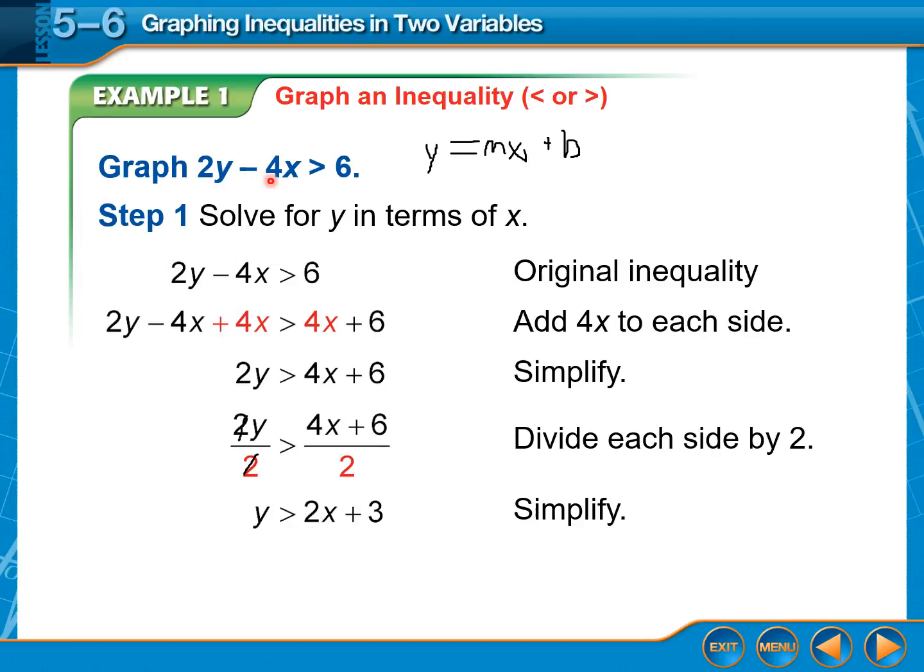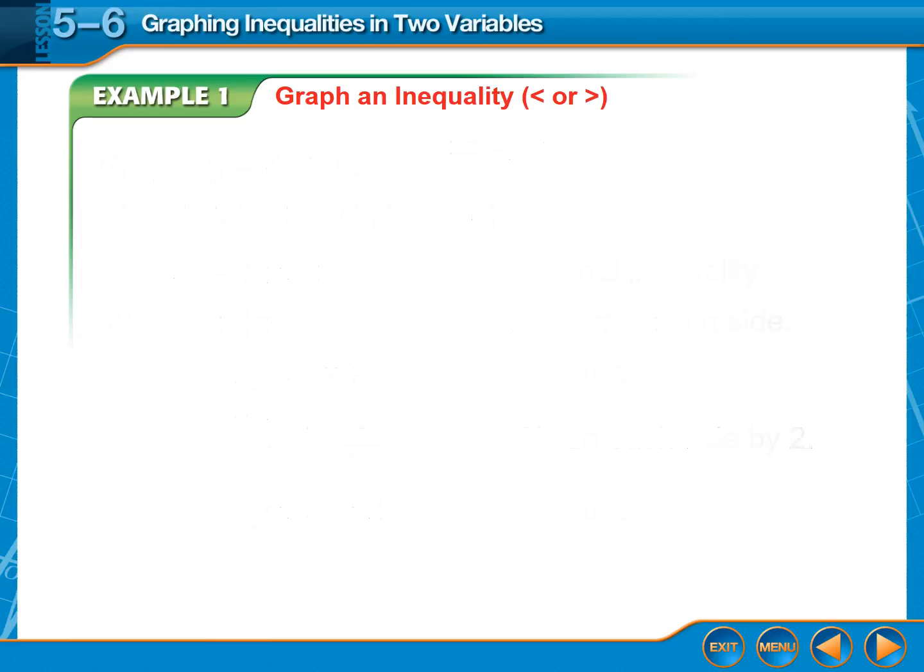So we started with 2y minus 4x is greater than 6, and we solved the equation. We rearranged it so that it was in y equals mx plus b form. So that's what we've got here. Y is greater than 2x plus 3. And if you notice, we can analyze this inequality the same way that we analyzed the equations before. I have a y-intercept and I have a slope, which will allow me to graph the boundary line for this particular inequality. So we're going to graph y equals 2x plus 3 to get my boundary line.